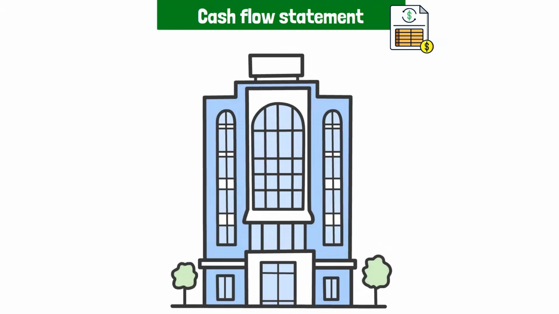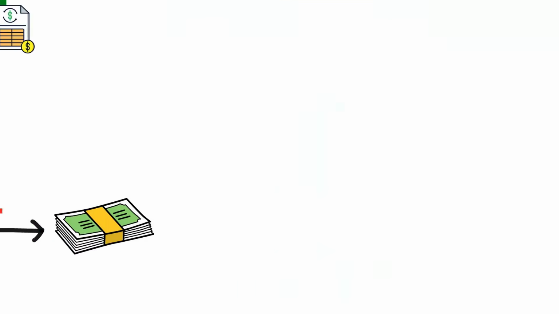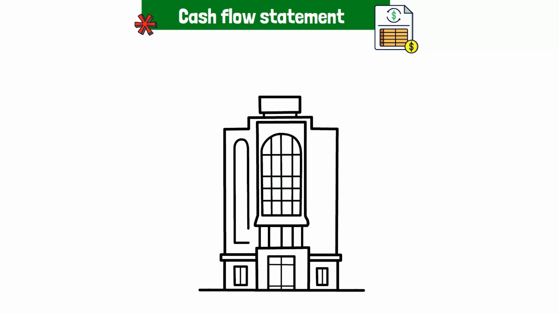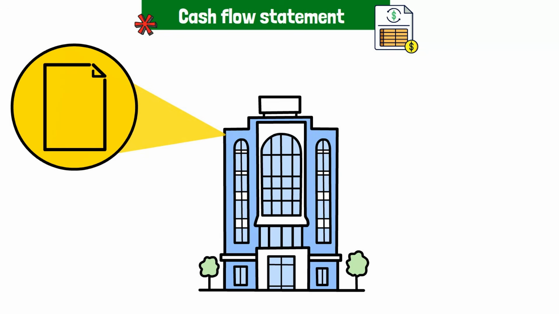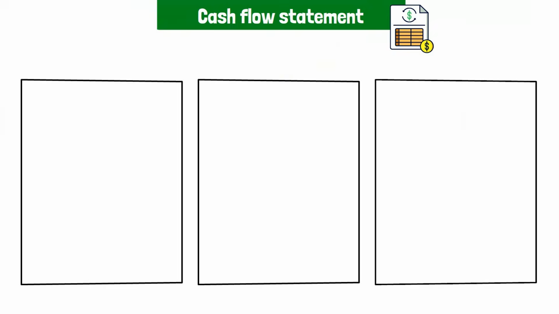The third core financial statement is the cash flow statement. This one tells you how much cash is actually moving in and out of the business. It's especially important because a company can be profitable on paper, but still run into trouble if it doesn't have enough cash on hand. The cash flow statement is divided into 3 sections.